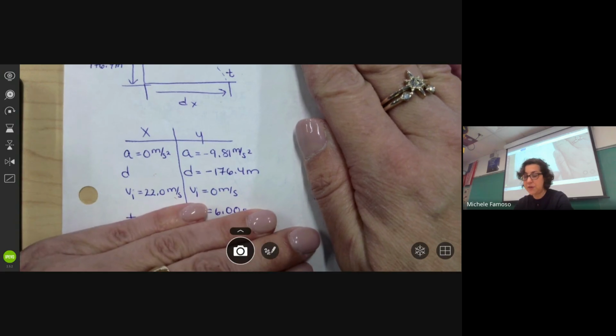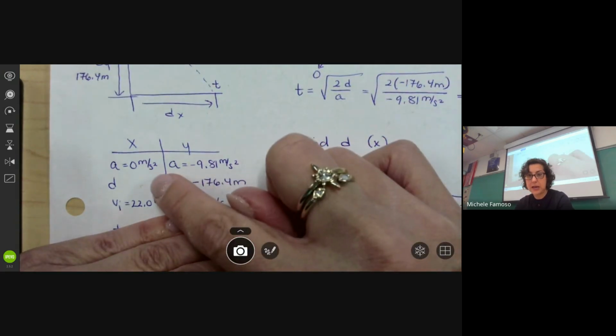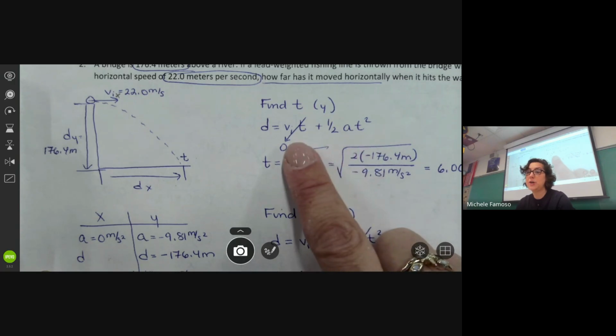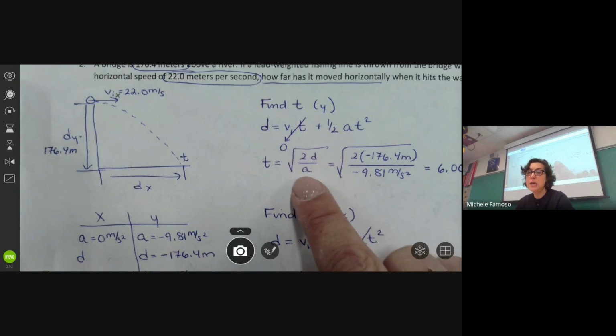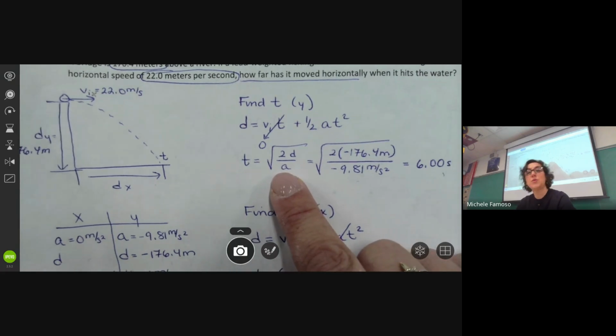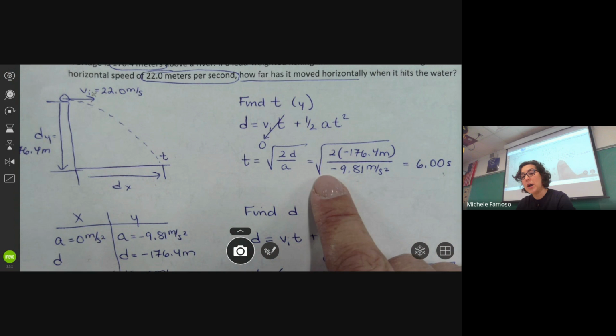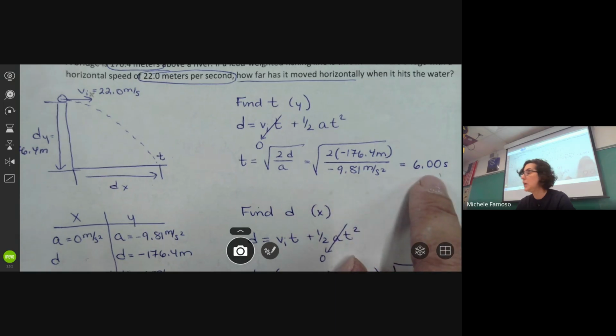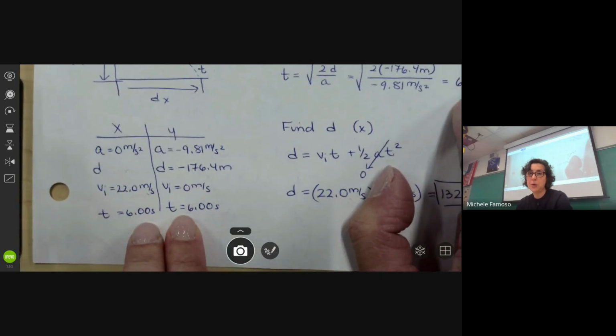First thing I've got to do is find the time in order to find the D in the X direction. So to do that, I'm going to use the Y direction because that's where I know more. The D is VIT plus half AT squared. The VI times T drops out because in the Y direction, VI is 0. Giving us the equation for time, which is the square root of 2D over A. In the Y direction, we do the square root of 2 times negative 176.4 meters over negative 9.81 meters per second squared. I need 3 sig figs because of the acceleration of gravity. That gives me a time of 6.00 seconds. I can now put that in the chart for both columns.